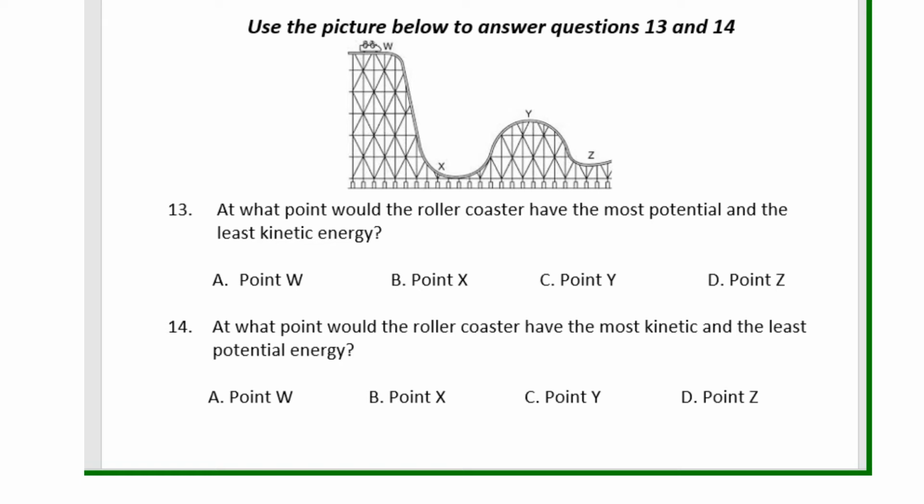Number 14. At what point would the roller coaster have the most kinetic and the least potential energy? A, point W, B, point X, C, point Y, D, point Z.